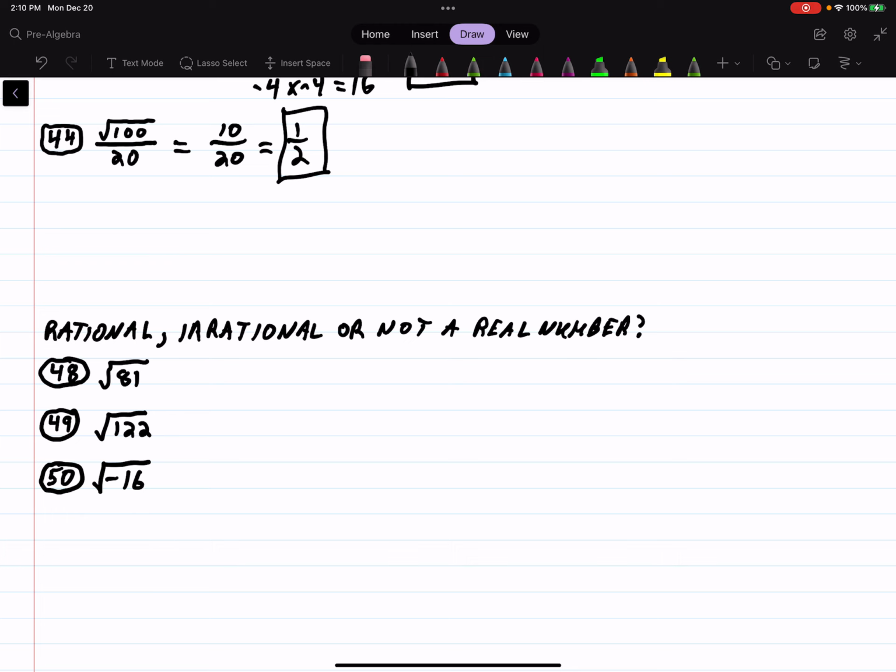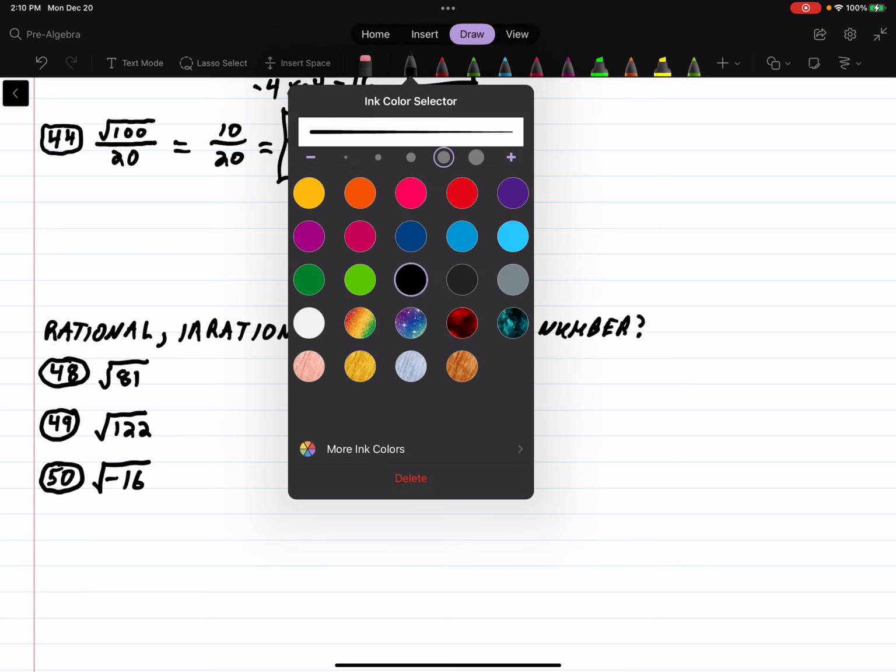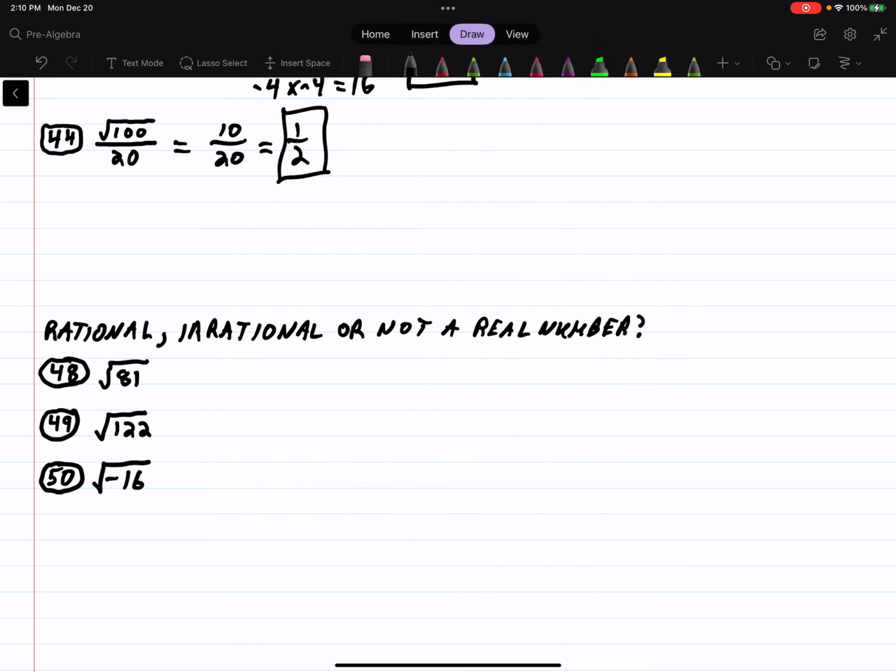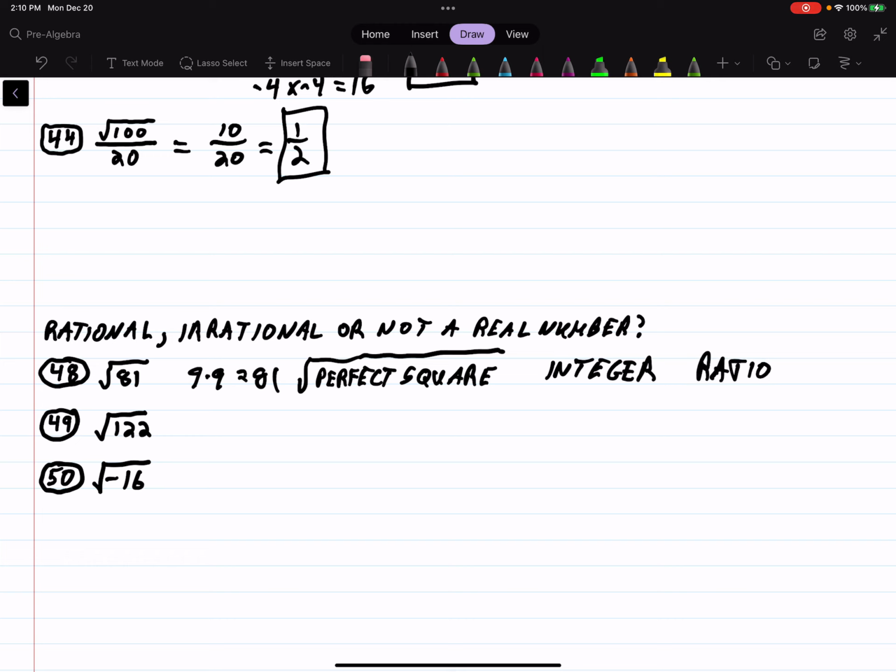And finally, let's take a look at the first one. This is the square root of 81. 9 times 9 is equal to 81. So this is the square root of a perfect square. And if you remember your rules, whenever you're taking the square root of a perfect square, that's going to give you an integer. And an integer is a rational number. So that's the answer to that one.